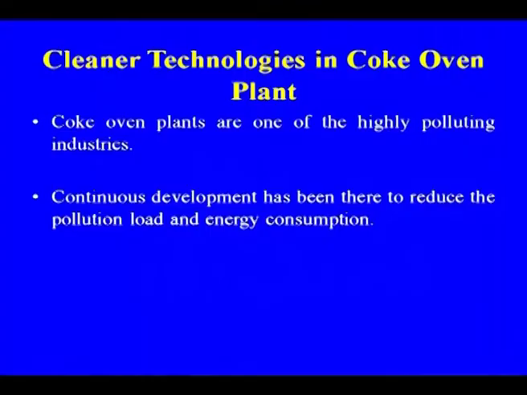Cleaner technology in the coke oven plant is a quite a concern because of the environmental problem. Coke oven plants are one of the highly polluting energy industries. Continuous development has been there to reduce the pollution load and the energy consumption, because these are the two concerns. Energy consumption earlier used to be high. So a lot of technological development has taken place, and cleaner technology is being implemented to reduce the pollution load from the coke oven plant.